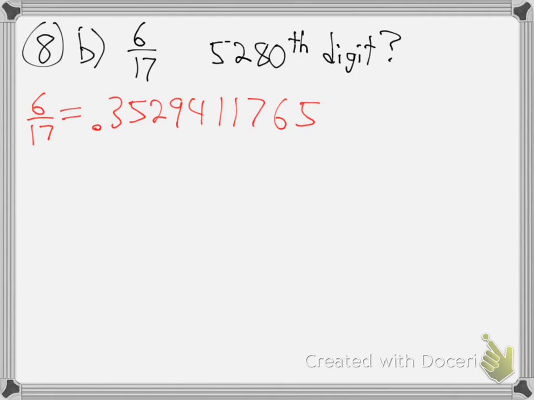Anybody go a little further than me? Is it 29 next? Or are you getting about the same number of spots I am? As soon as I see this right here, this pattern with the 5, 529411176, I assume. Anybody get further? Anybody got like a graphing calculator or something?